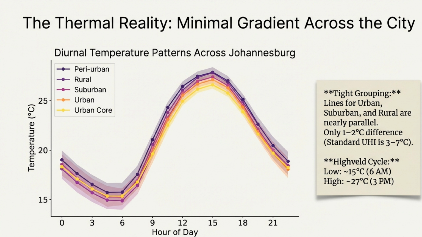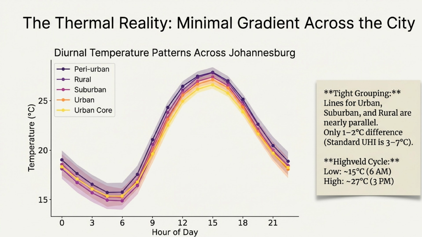For the climate data, we used ERA5 Land Reanalysis from the European Center for Medium-Range Weather Forecasts. This combines millions of weather observations with atmospheric physics models to give us hourly temperature at every point on Earth. We sampled 10 locations across Johannesburg's urban to rural gradient.